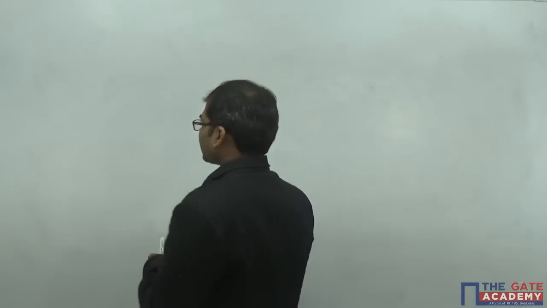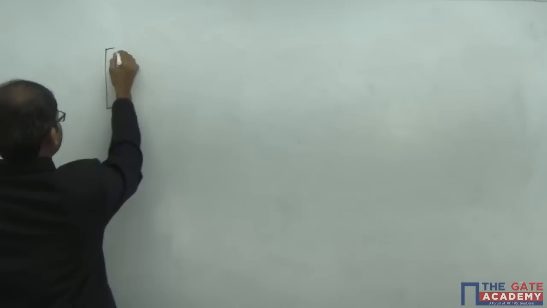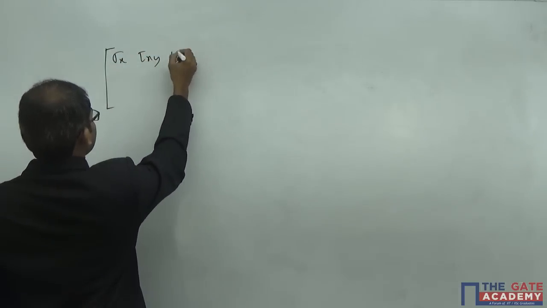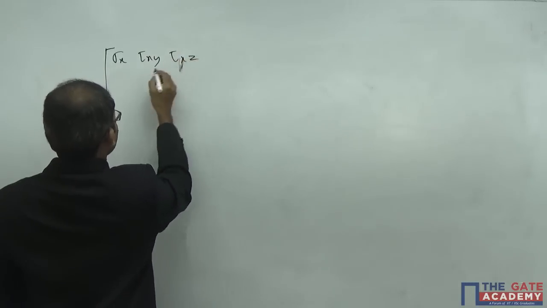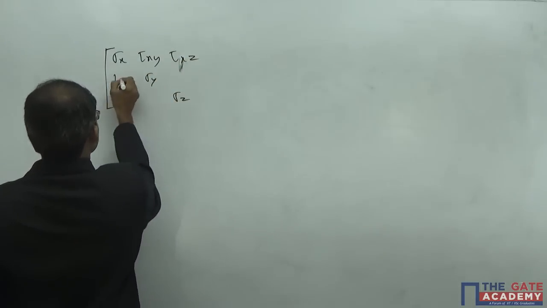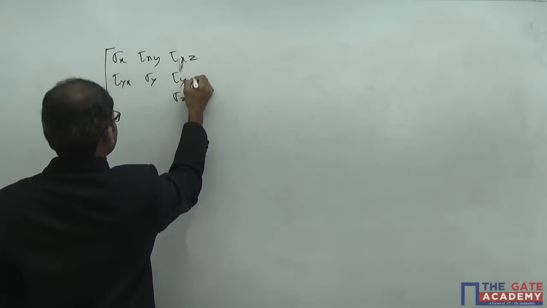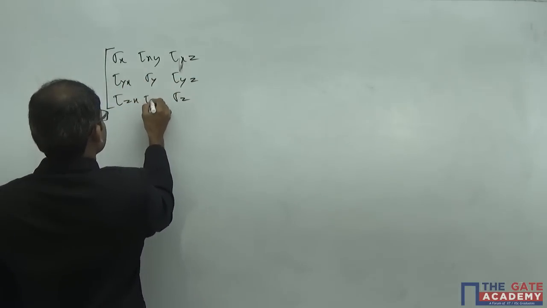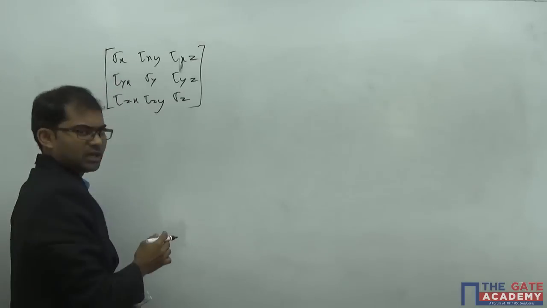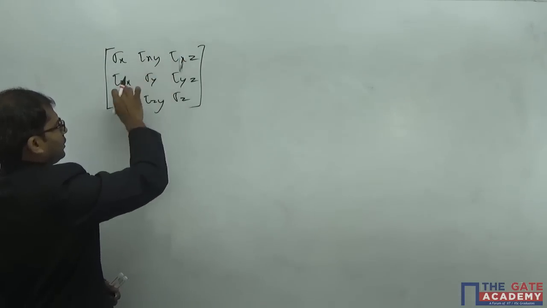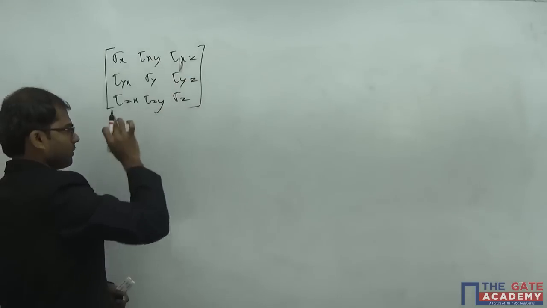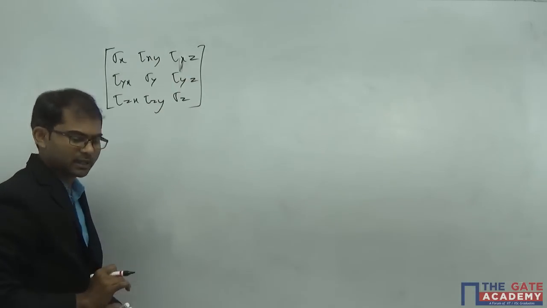In a 3D loading case, we have 6 independent stress components: sigma x, tau xy, tau xz, sigma y, sigma z, tau yx, tau yz, tau zx, tau zy. Here we know that tau xy and tau yx both are equal, tau yz and tau zy both are equal, tau xz and tau zx both are equal. So 6 independent stress components are there.